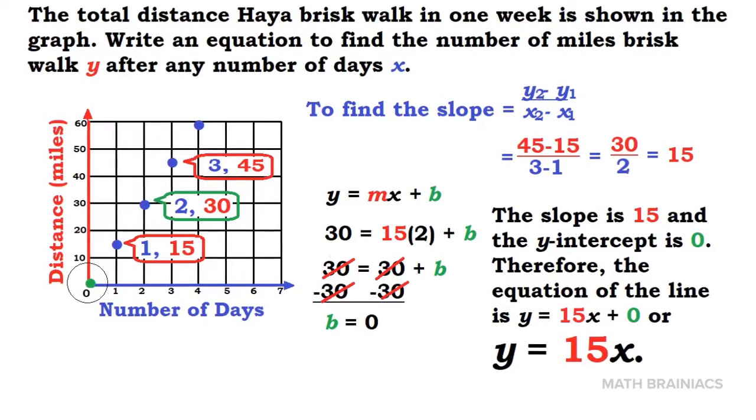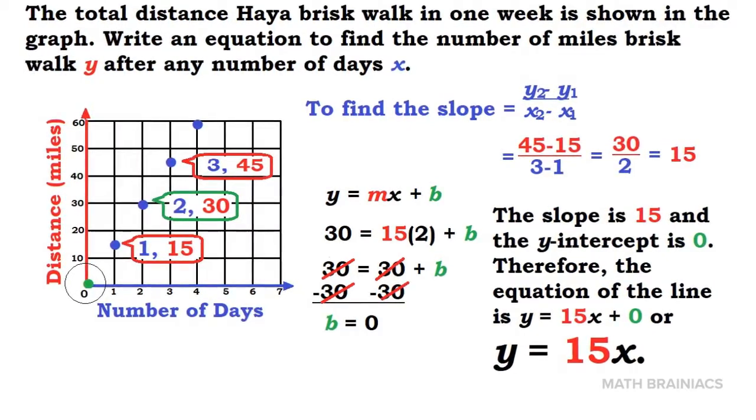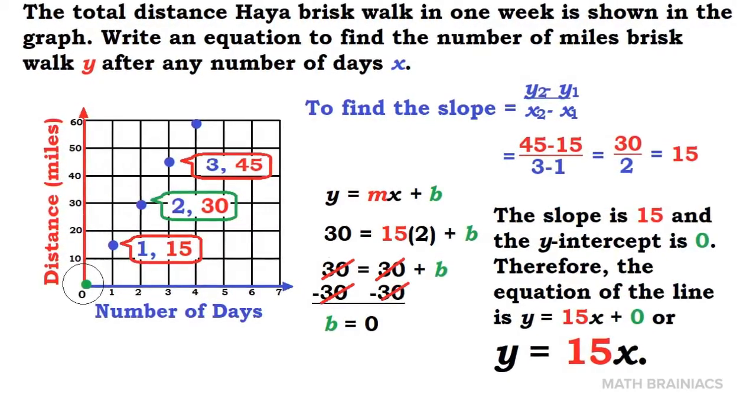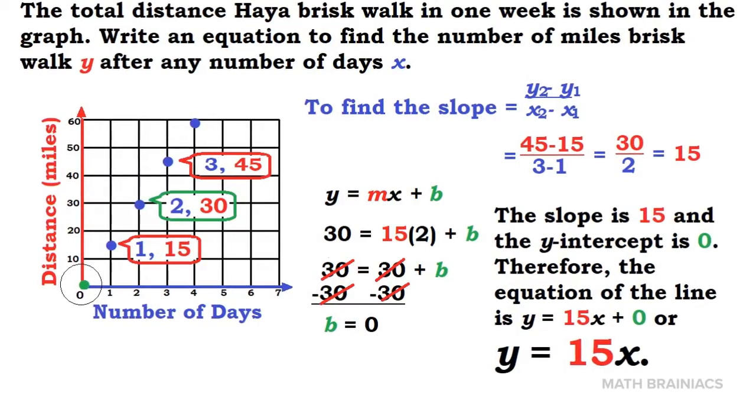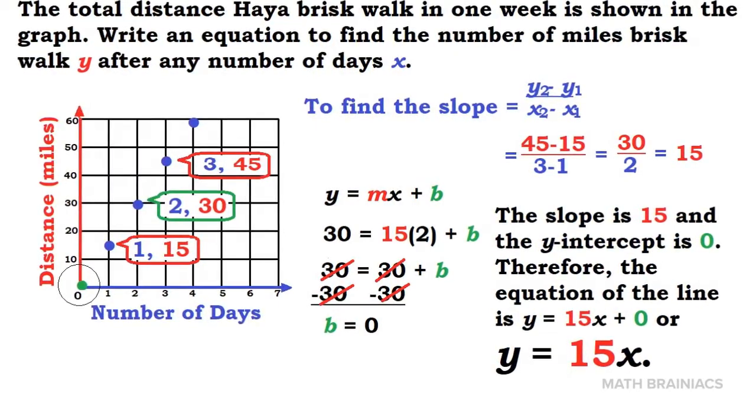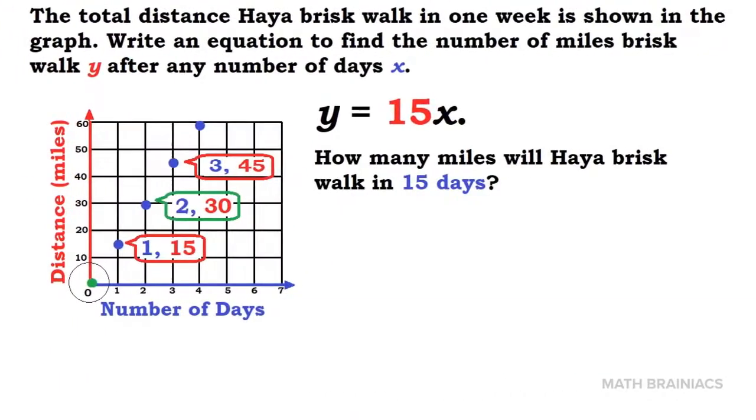Since the slope is 15 and the y-intercept is 0, the equation of the line is y is equal to 15x plus 0, or y is equal to 15x.